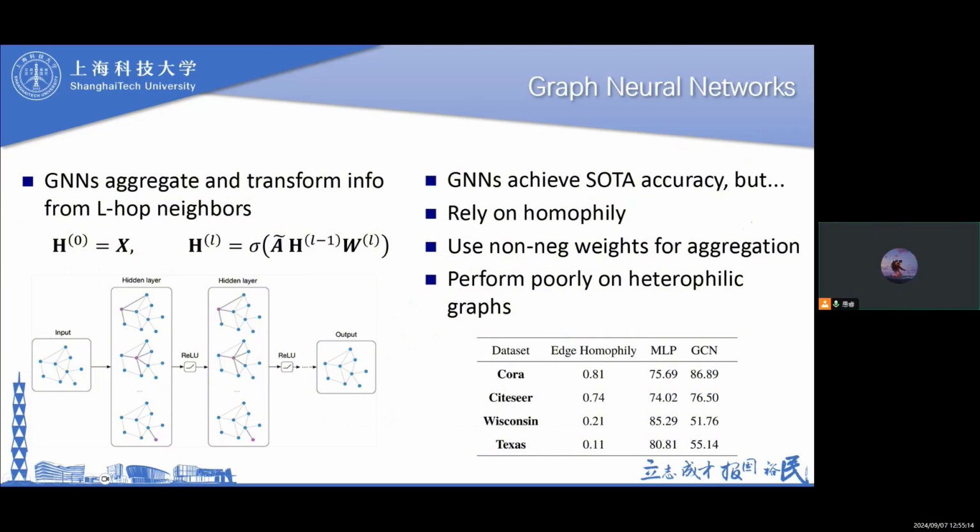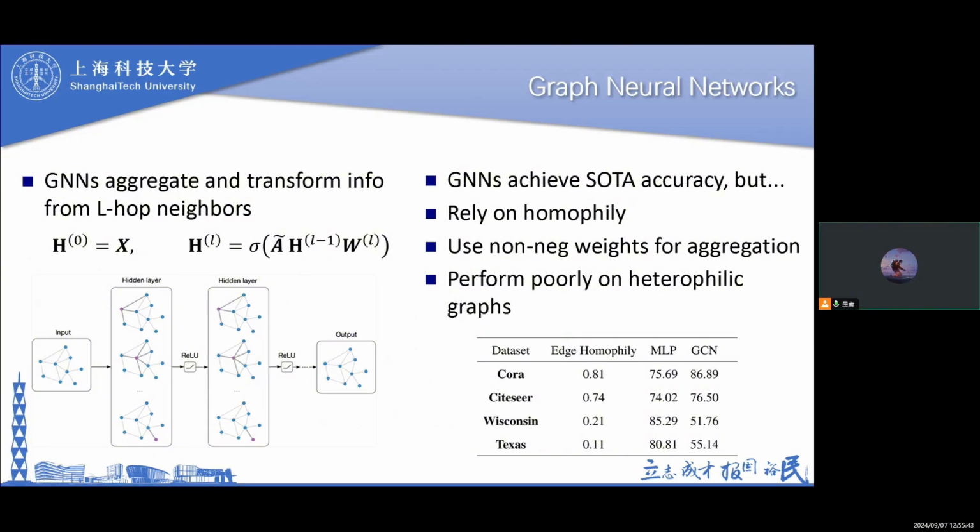Traditional message passing based GNNs are based on the homophily assumption, which means that the adjacent nodes on the graph tend to belong to the same class. With non-negative aggregation weights, adjacent nodes end up having similar representations. When adjacent nodes belong to the same class, this approach works naturally well.